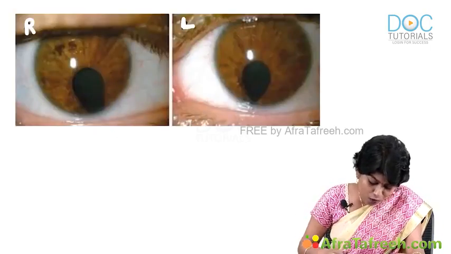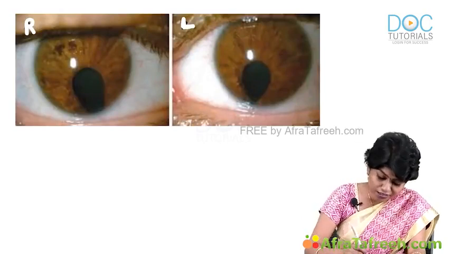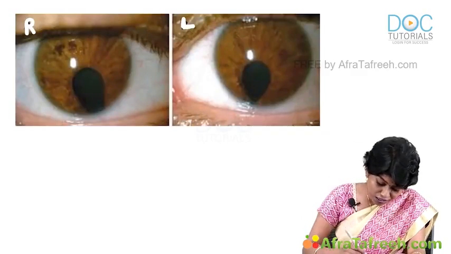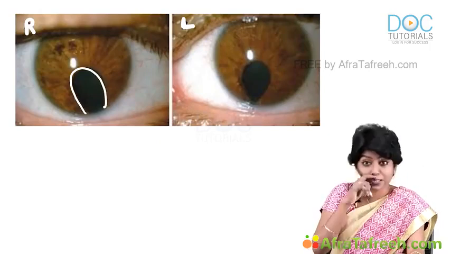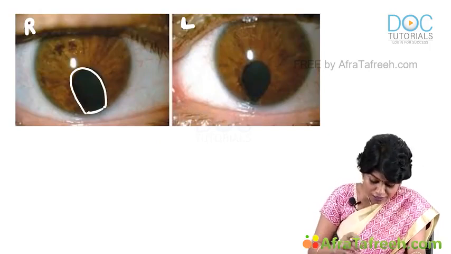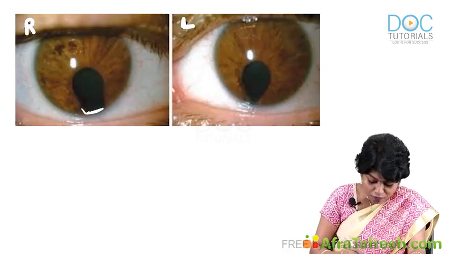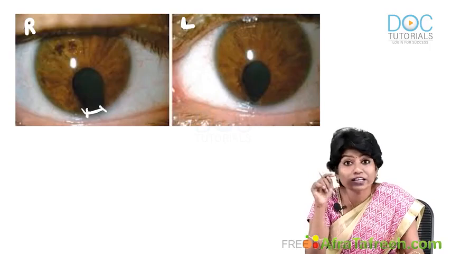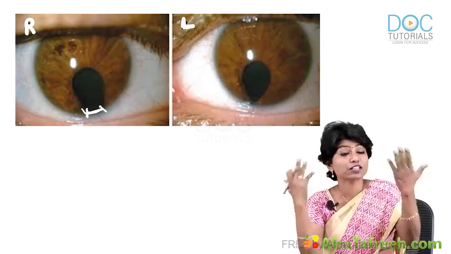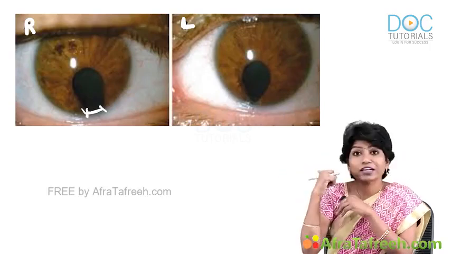Okay, so this is how an iris coloboma looks. See, the right eye, you can see it has a pear shaped pupil. Why a pear or tear shaped pupil? Because in this area the iris is missing. Why? You remember I told you infranasally the choroidal fissure or the embryonic fissure is there. If that is not closing, definitely you will have coloboma.